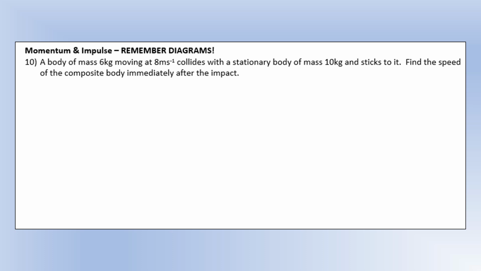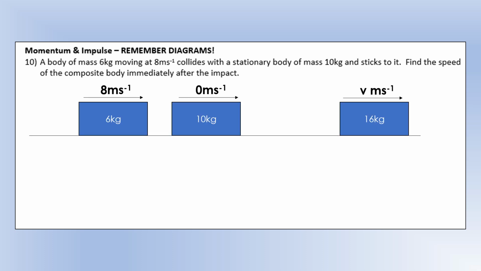Okay, so moving on to momentum and impulse, but still I'm going to be drawing lots of diagrams. So a body of mass 6 kilograms moving at 8 meters per second collides with a stationary body of mass 10 kilograms and sticks to it. Find the speed of the composite body immediately after impact. So this is the scenario.